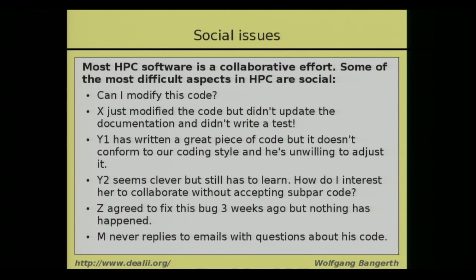Similarly, let's say a colleague Y1, or let's say student Y1, has written a great piece of code, but it doesn't conform to the coding style that we use, and he's unwilling to adjust it. He says, well, I wrote a great piece of code. You know, you can have it, but it's your choice what you want to do with it. How do you deal with this? I think experienced programmers realize that you have to use the coding style of a project.